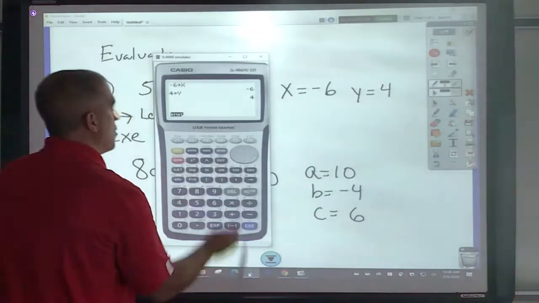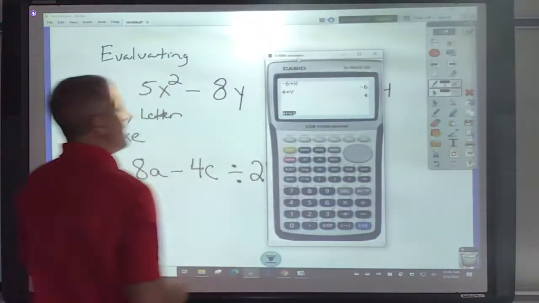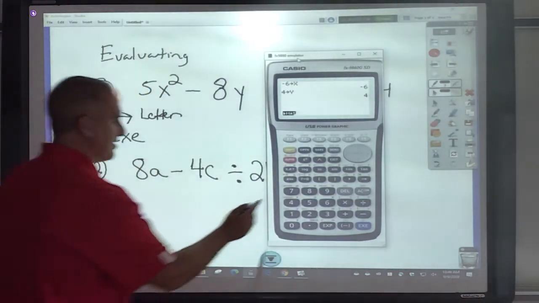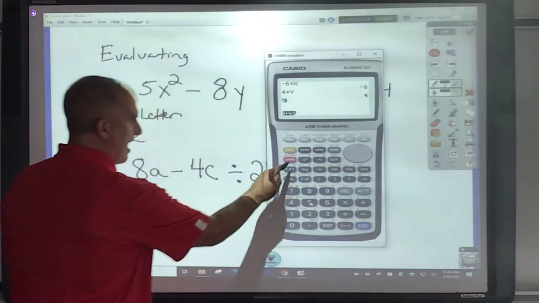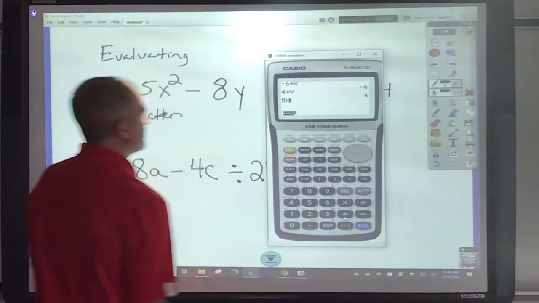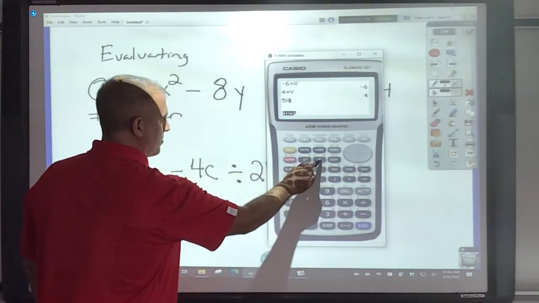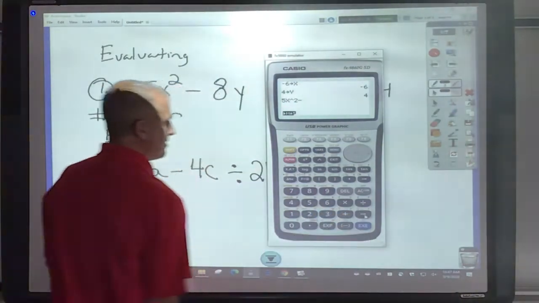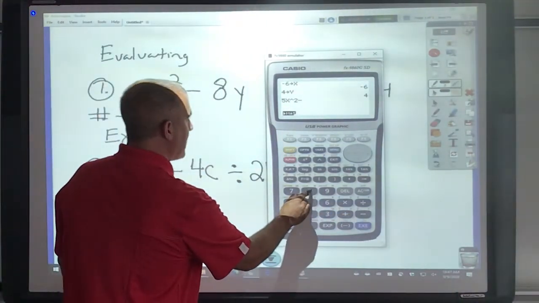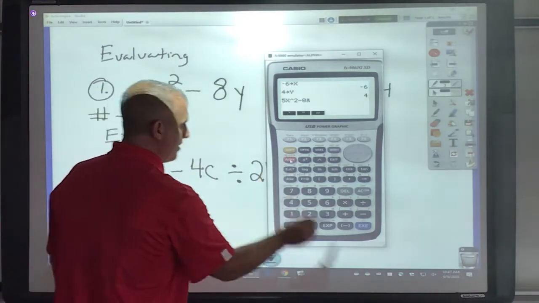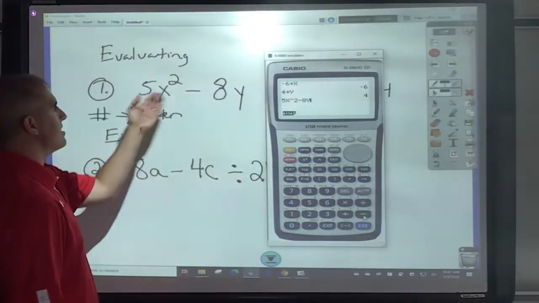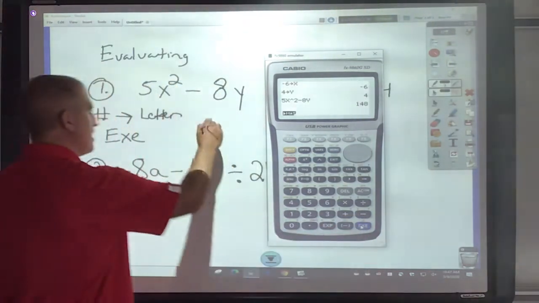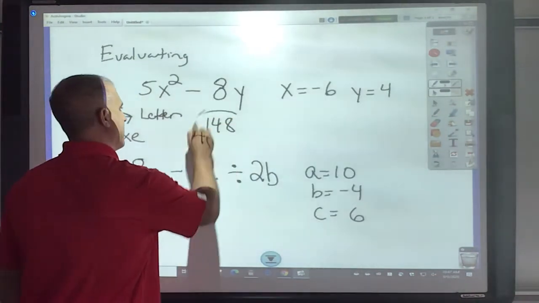Now, what I want to do once it's in there is just type this part that I see. So 5, alpha, X. To make an exponent, we use this key. 2 is the exponent, minus, 8, alpha, Y. So I type it in just like I see it, and it calculates it, and it gives me my answer.